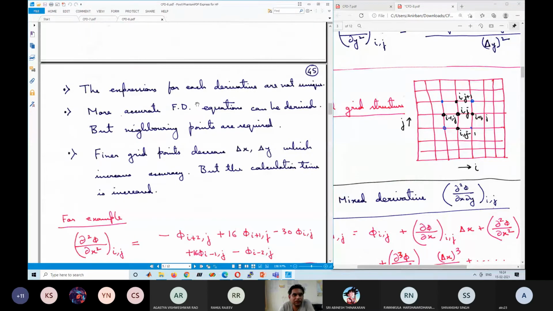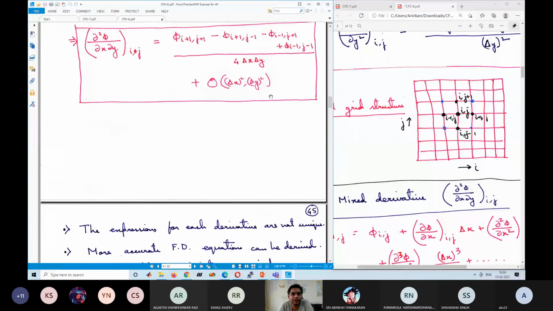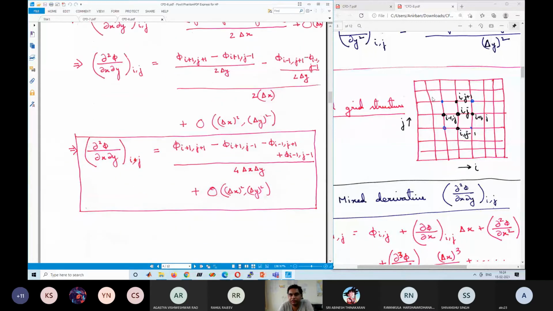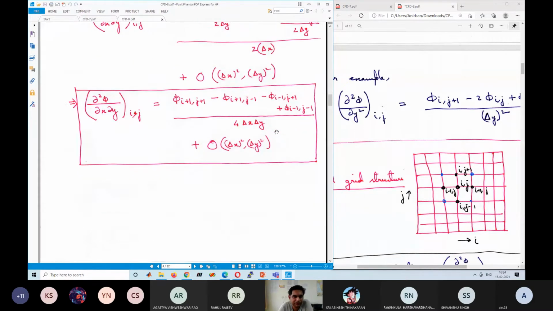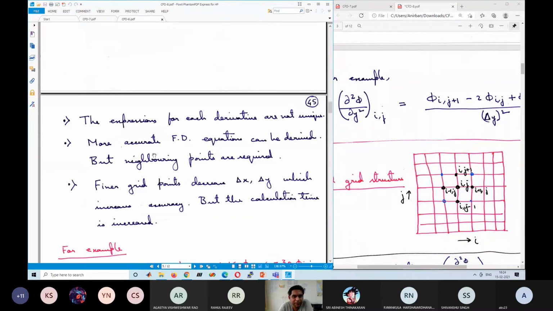So just note that the expression for each of the derivatives is not unique. Okay, we have already seen the case. So for example, we have seen the first order derivative can be written as first order forward difference, first order backward difference, or central difference. So it is not unique. There is no single value which anybody can say only this is the correct value. Okay, it's not like that. Many different representations can be there.